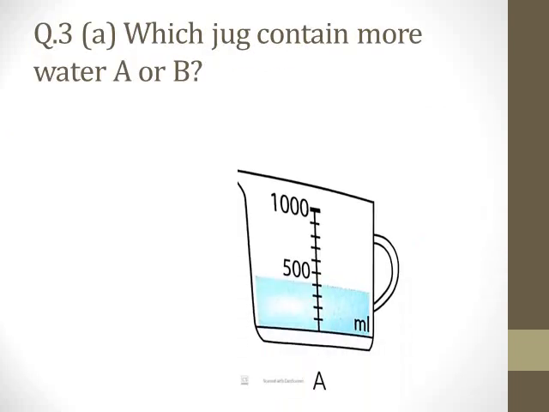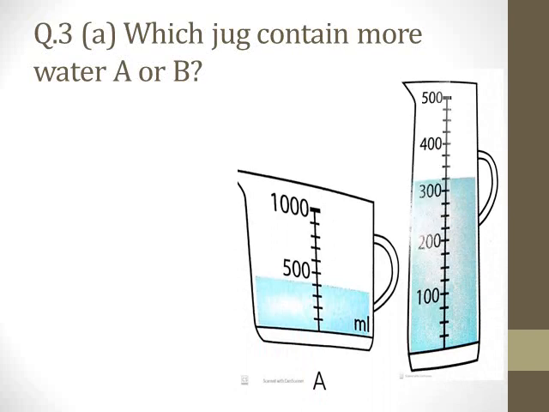That was asking which jug contained more water, A or B, right? You have two pictures. Jug A has two readings, 500 and 1000, whereas the other has five readings: 100, 200, 300, 400 and 500. The answer we gave was that jug A contains more water than B. Why? Because between 0 and 500 there are 5 intervals, and when we divide 500 by 5, we get 100. That means one interval is equal to 100 ml.